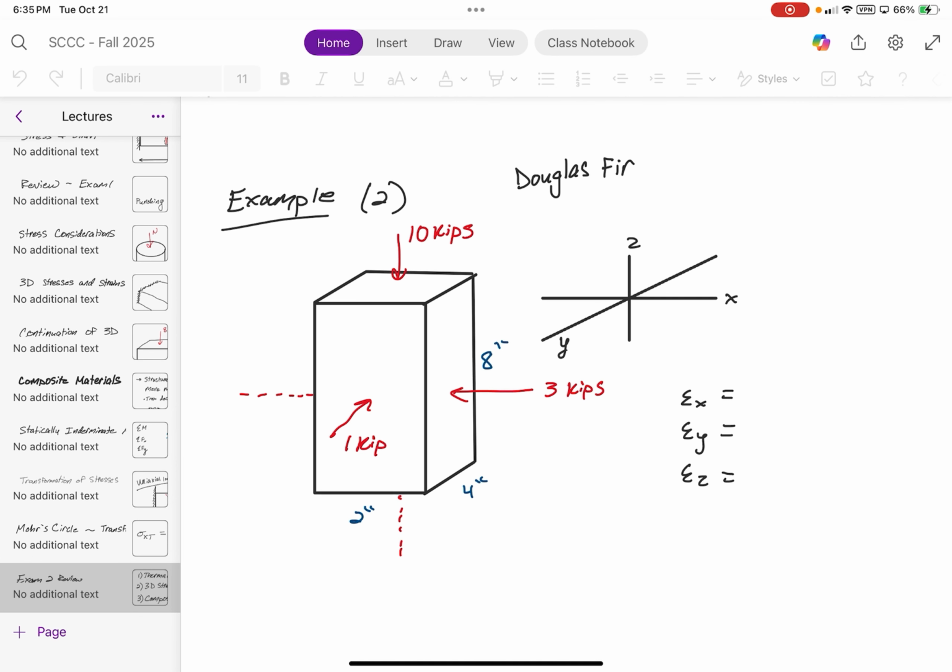Emily, use the sheet that we made. It has all the equations.